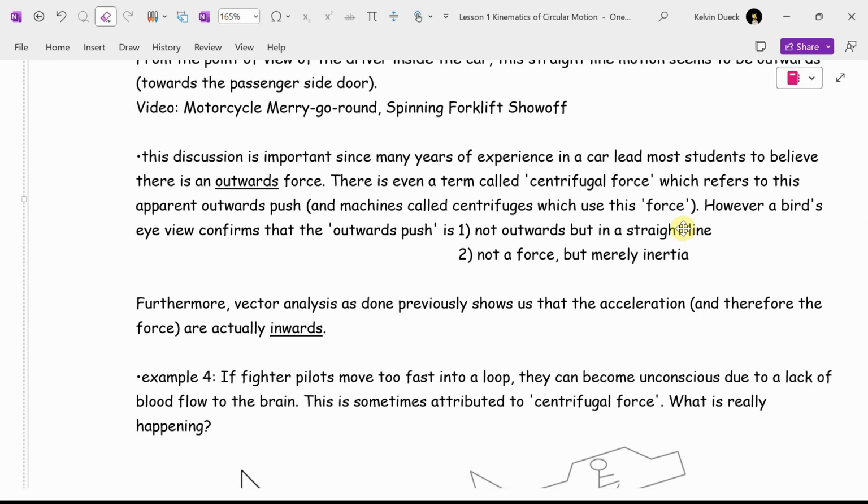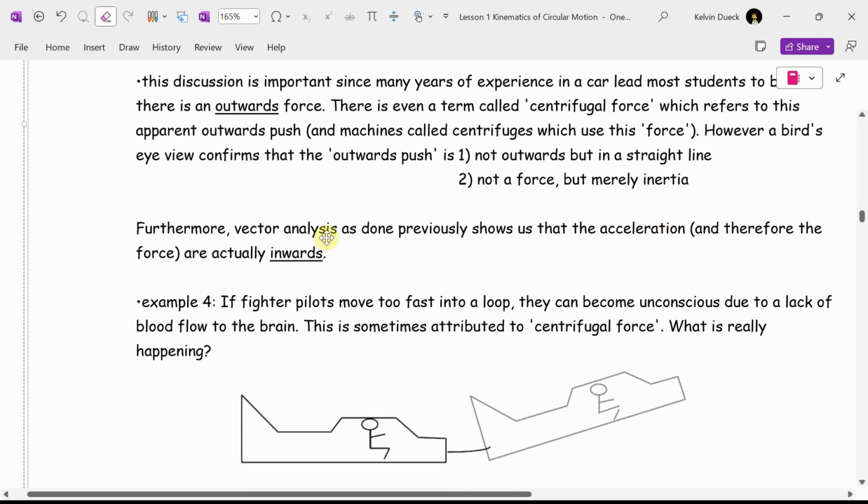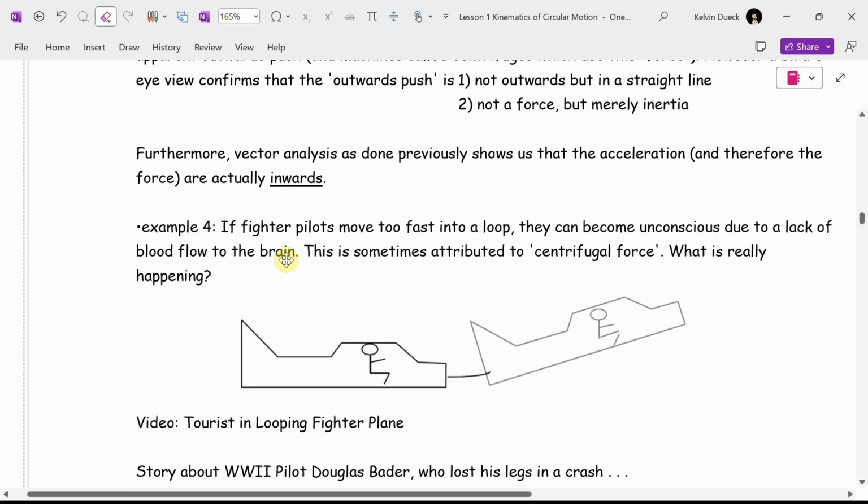It's in a straight line tangent to the radius, and it's not a force, it's just inertia, your body wanting to keep going in a straight line at a steady speed. And the vector analysis that we did shows us that the acceleration, and therefore the net force, is inwards. If fighter pilots move too fast into a loop, they can sometimes become unconscious due to a lack of blood flow to the brain, and this is sometimes attributed to centrifugal force.